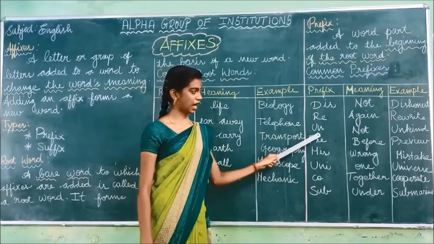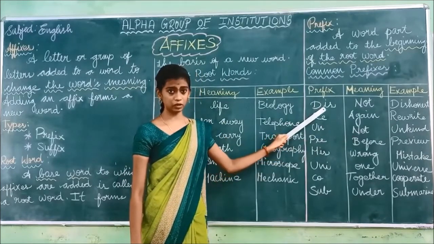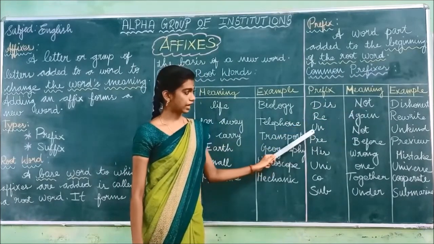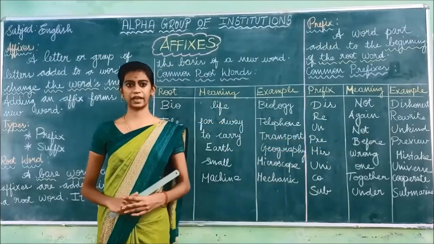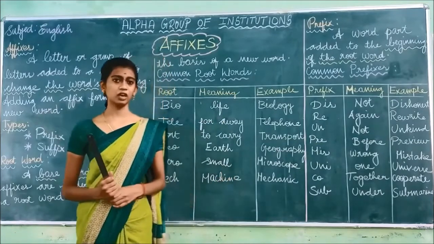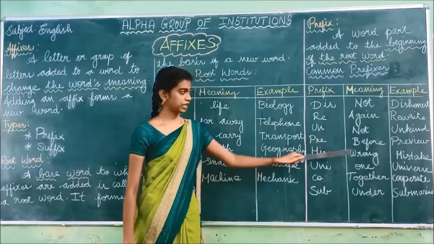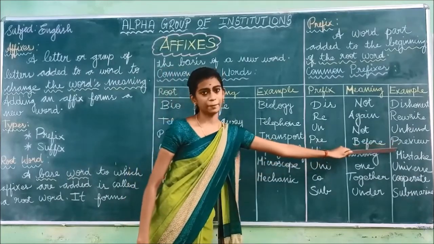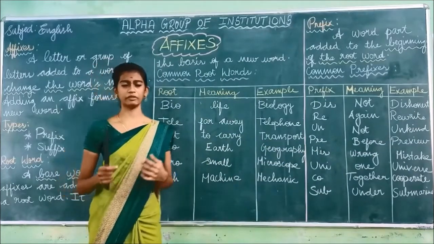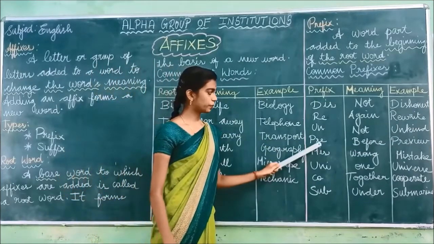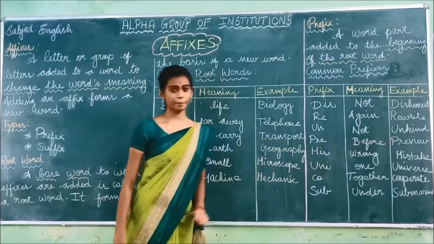And the next one is un. The meaning of un is also not, just like dis. Unkind means not being kind, like a rude person. The next one is pre. Pre means before, and the example is preview. It is seeing in advance.